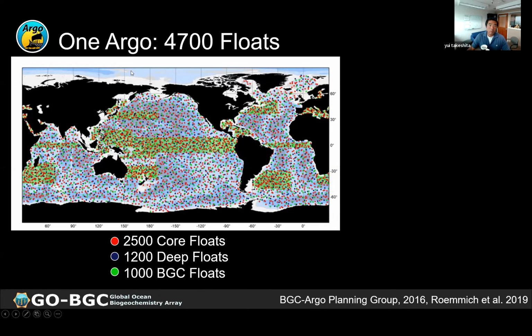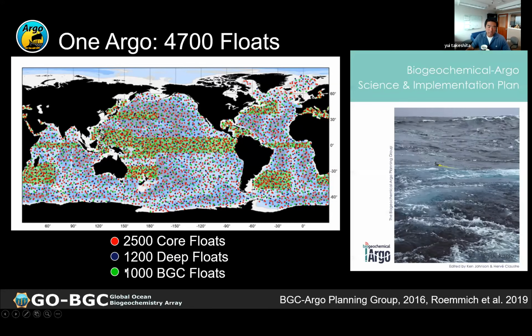BGC-Argo is a component of the One Argo. This new vision was outlined in Roemmich et al. in 2019, and the vision for Argo over the next 10 years is to maintain an array of 4,700 floats. Within these 4,700 floats, 2,500 will be the core floats, which are temperature, salinity, pressure floats. Deep floats, 1,200 of them, go down to the full ocean depth, and then there are 1,000 BGC floats. Every single BGC and deep float will contribute to the core Argo mission, or the One Argo mission, and these 1,000 BGC floats will contain other biogeochemical sensors in addition to the core sensors.